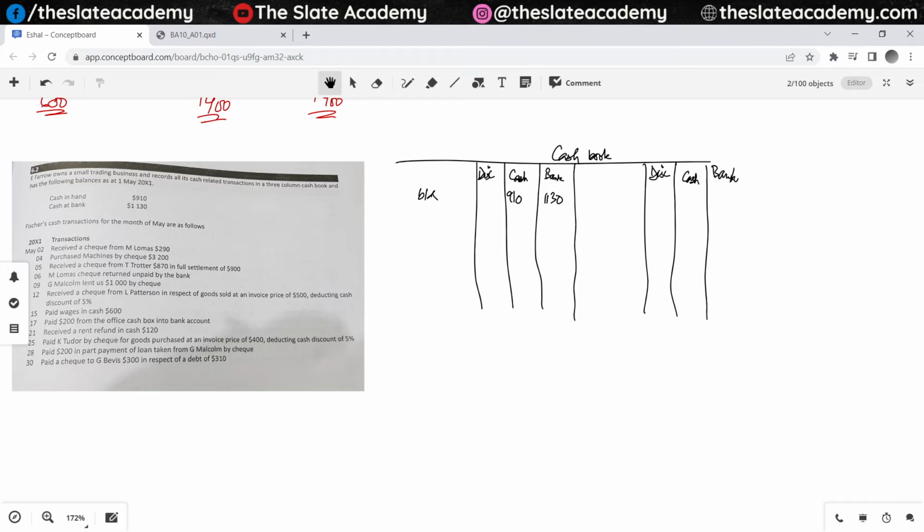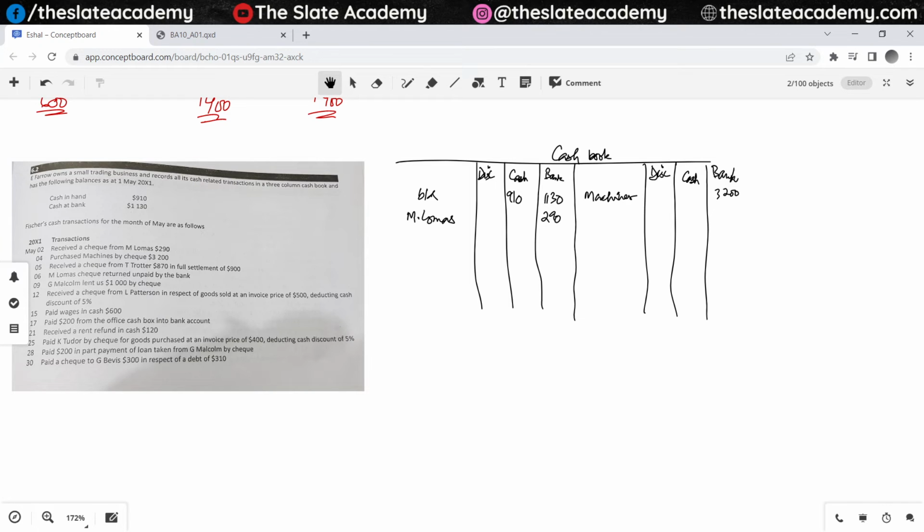Transactions. Received check from M. Lomas 290. Good thing. M. Lomas credit, bank debit, and over here I will have M. Lomas 290. Done. Purchased machines by check 3200. Machines debit, bank credit 3200. So here I write machines.